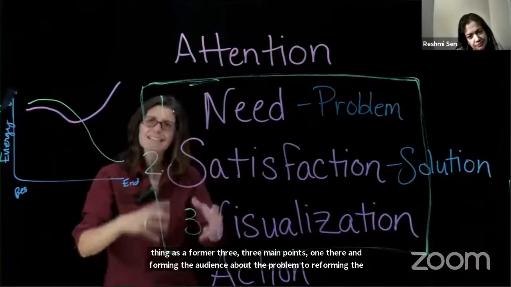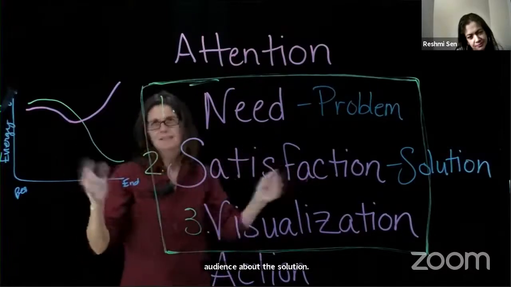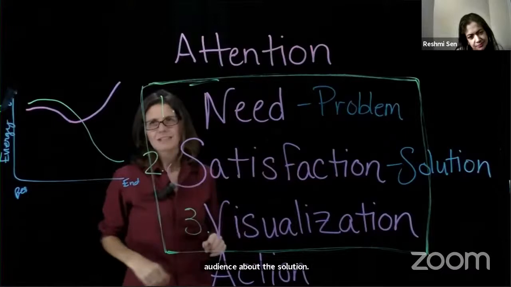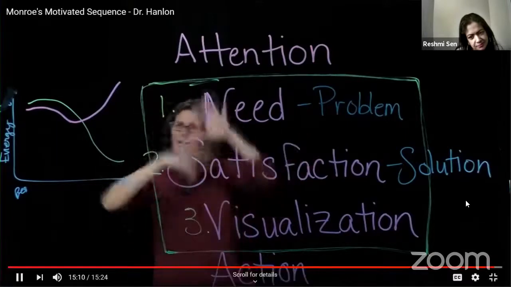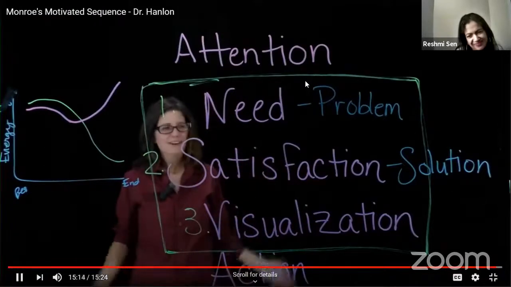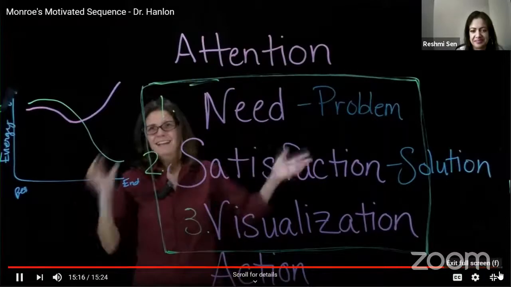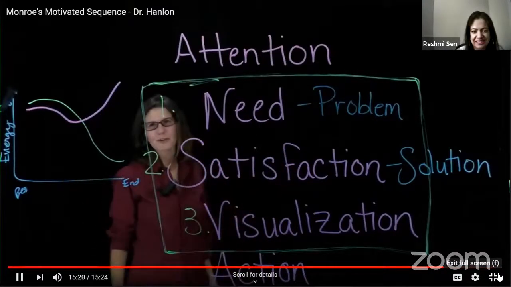That's the very last thing you do. So that is absolutely critical for making this particular pattern work. So hopefully you've learned a lot about Monroe's motivated sequence, and you can put all of this into action and have a really fantastic speech experience. Get the audience motivated, get them to really act upon what you need them to do, and be successful in your presentation.